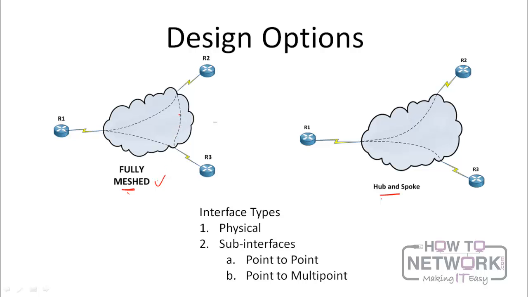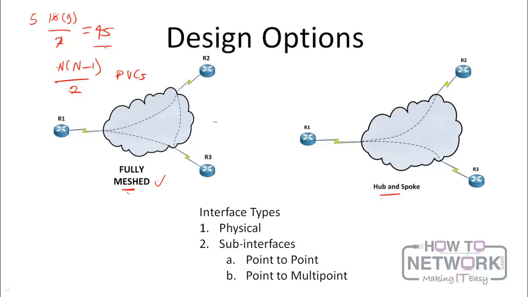But of course, we know that a fully meshed design is usually very expensive because now you have 3 sites and it looks like, okay, we just need 3 PVCs. But if we had 10 sites and everybody has to talk to everybody, we're going to have n times n minus 1 over 2 PVCs. So if you have 10 sites, we're going to have 10 times 9 over 2.